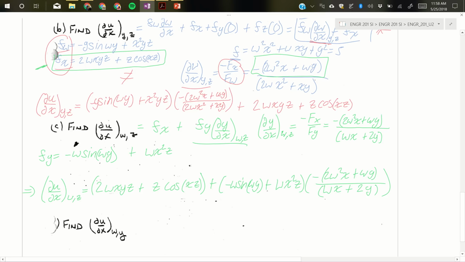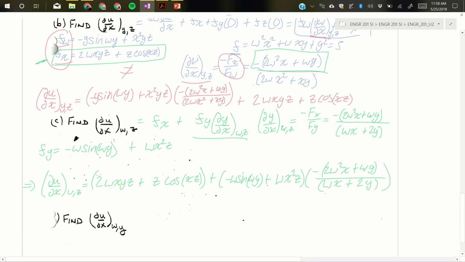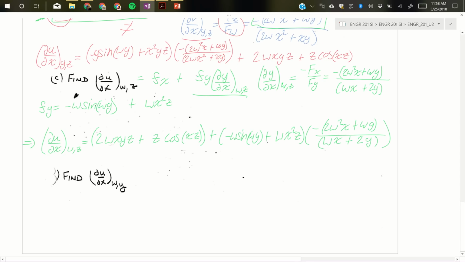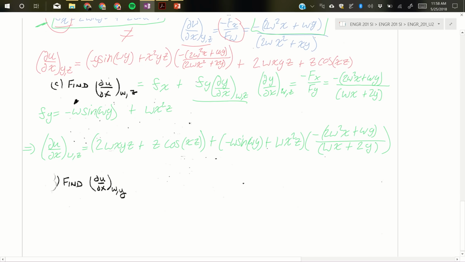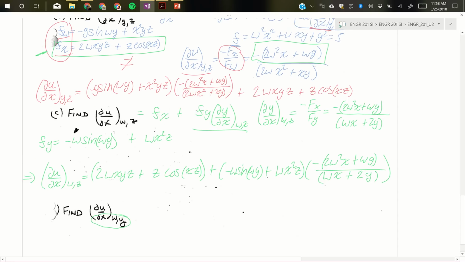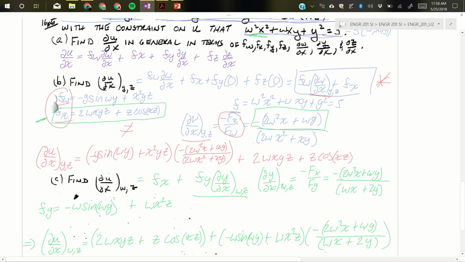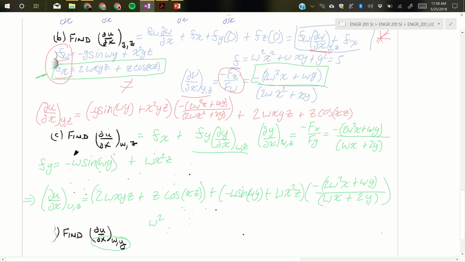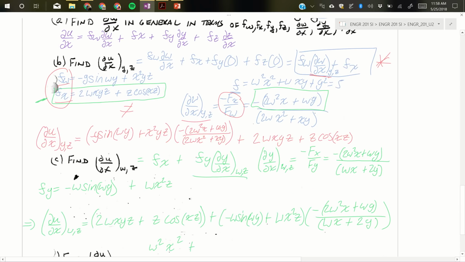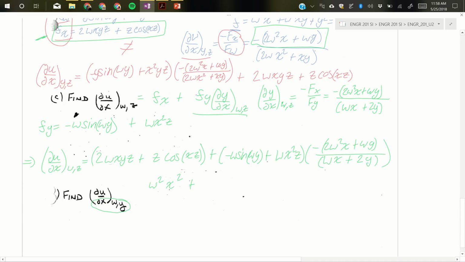So pretty much the same as part B. C is the same as part B, just a slightly different variable. Now the next one, this is where I was going to say, the constraint is crucial. It says we're doing a partial of u with respect to x, w, and y. I'm going to go ahead and write our constraint down here so I don't have to keep scrolling up: w squared x squared plus wxy plus y squared equals 5.